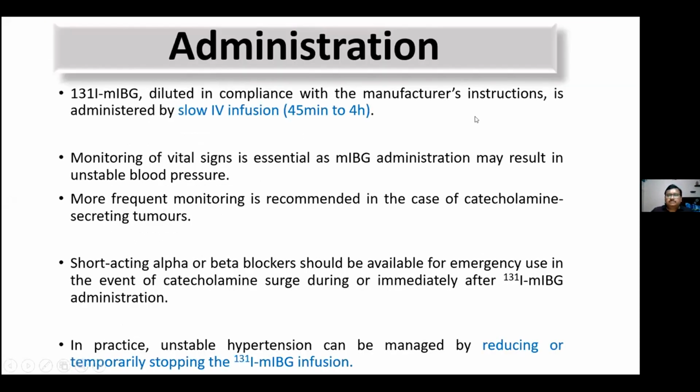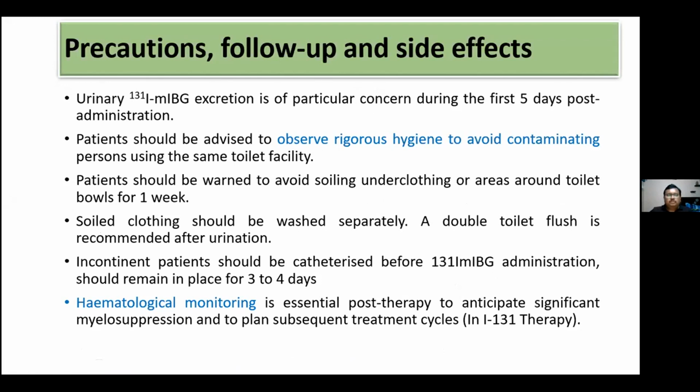Then administration: it is given as a slow IV infusion, generally 45 minutes to 1 hour. Monitoring of vitals is important, most frequently recommended in catecholaminergic tumors. Short-acting beta blockers may be given in emergency if there is a catecholamine surge during or immediately after I-131 MIBG administration. In practice, unstable hypertension, if it is there, can be managed by reducing or temporarily stopping the infusion.